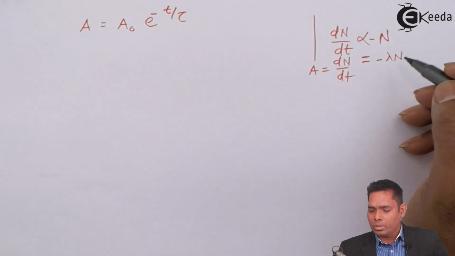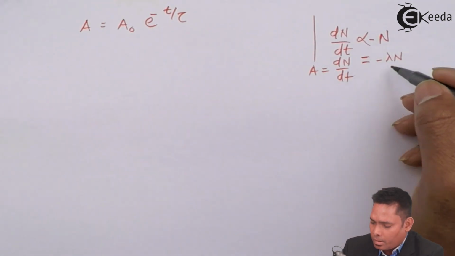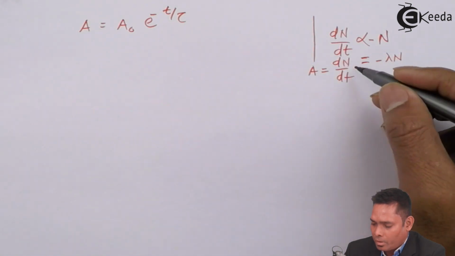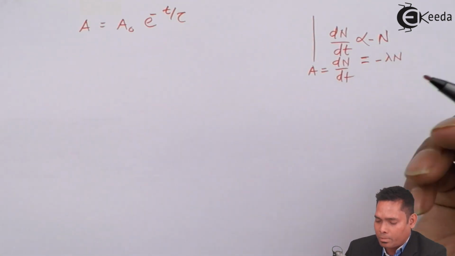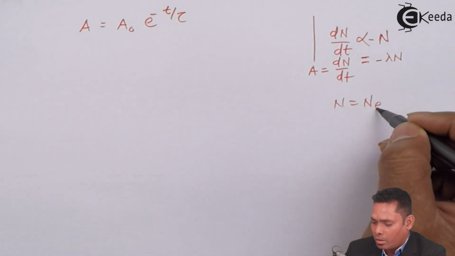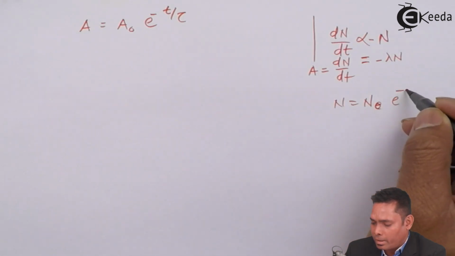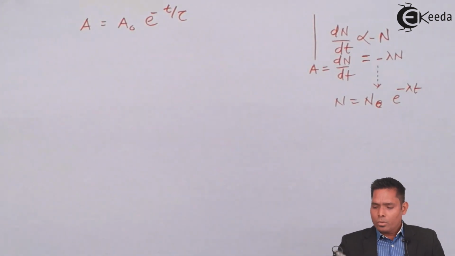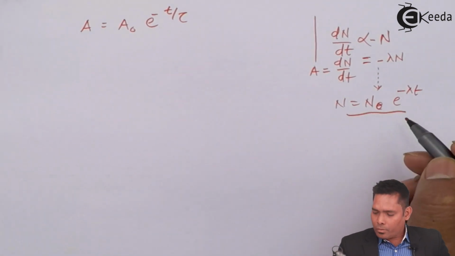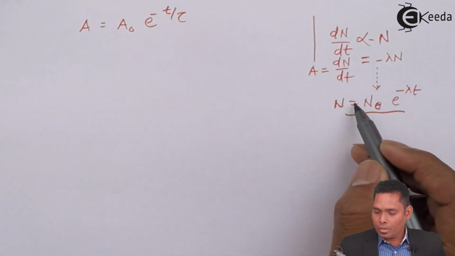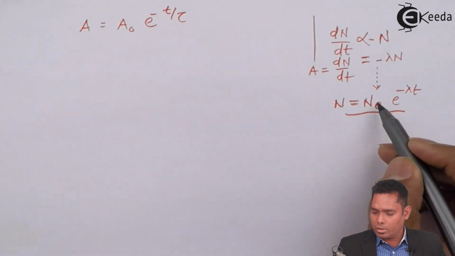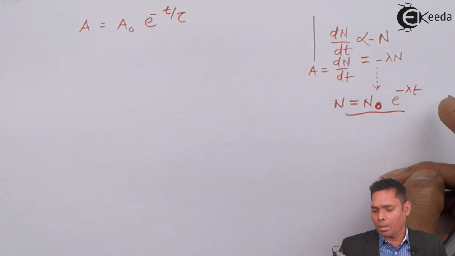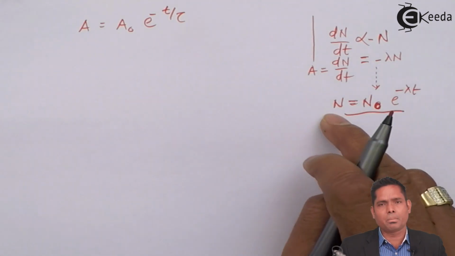And then we solve it. This will be dN by N equals minus lambda dt, then take the log, and finally you will have the relation N equals N naught e raised to minus lambda t. If you keep on solving, this is there in the theory, you'll get this. This is the number of nuclei present at a given instant, and N naught is the original number of nuclei present when time t equals 0. After time t, how many nuclei are present is given by this equation.